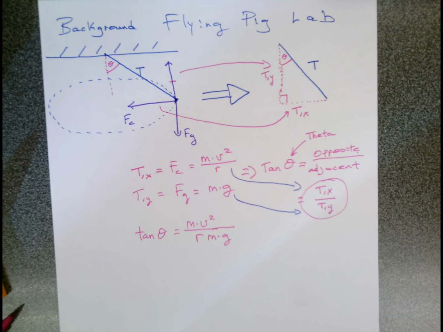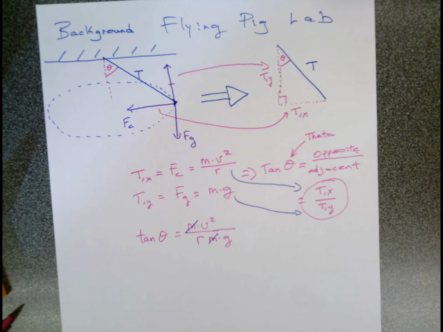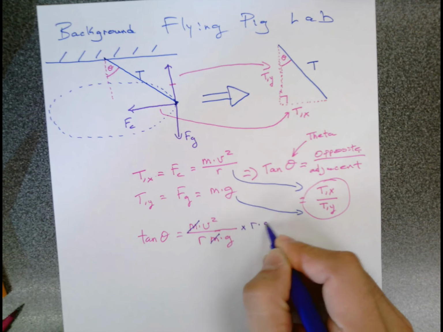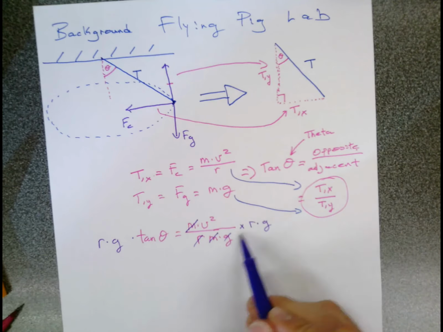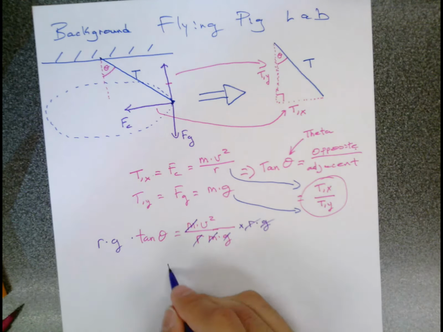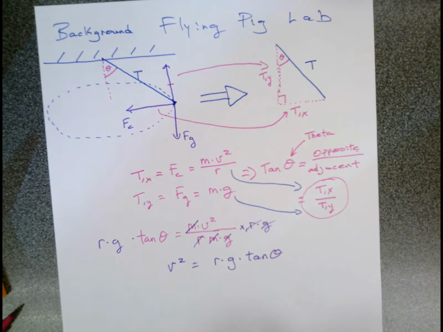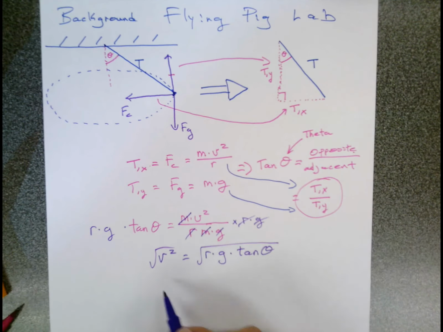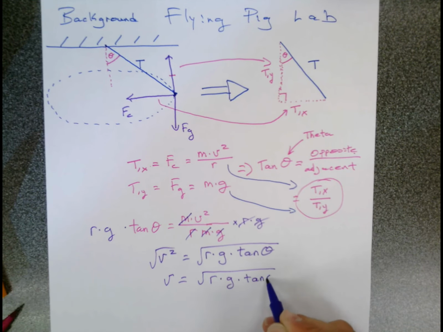One of the purposes of this lab is actually to find a velocity, so we can compare an experimental velocity and a theoretical velocity. In that case, we can solve for v. The m's cancel out. And in order to solve for v, we have to get rid of the r and g. So we multiply by r and g on both sides. The r and g's cancel out. You're left with v squared is equal to r times g times tan theta. In order to get v by itself, you square root both sides, and you get v is equal to the square root of r times g times tan theta.